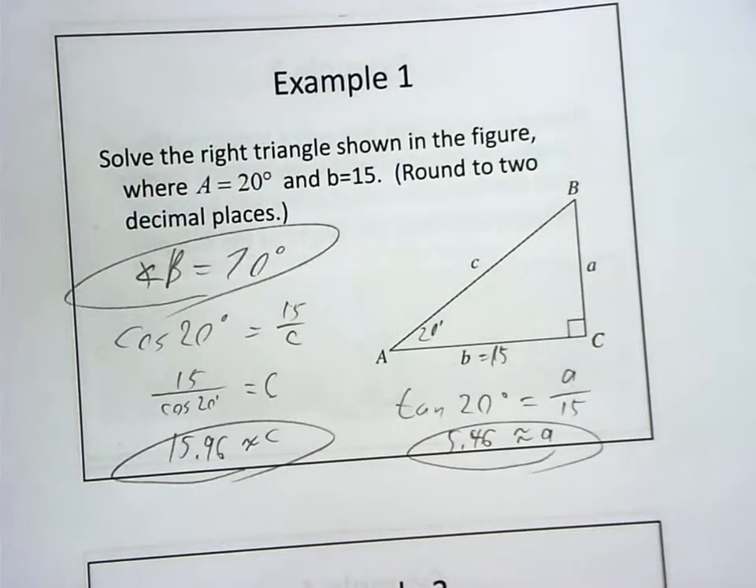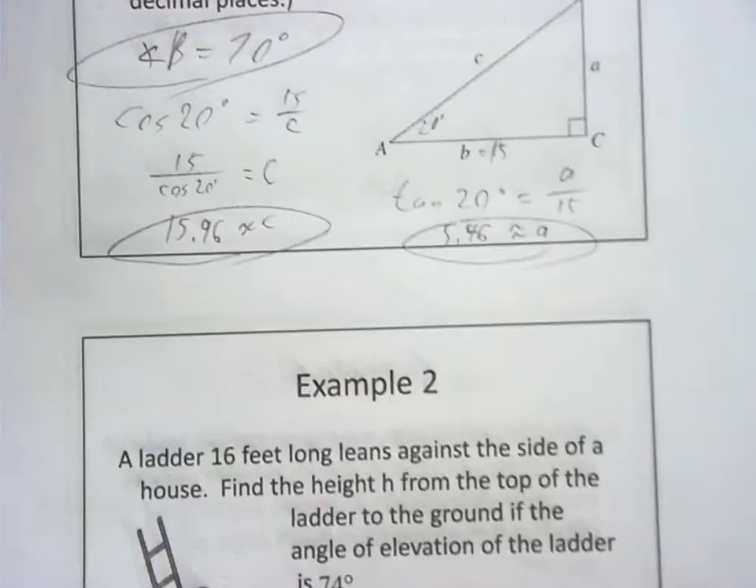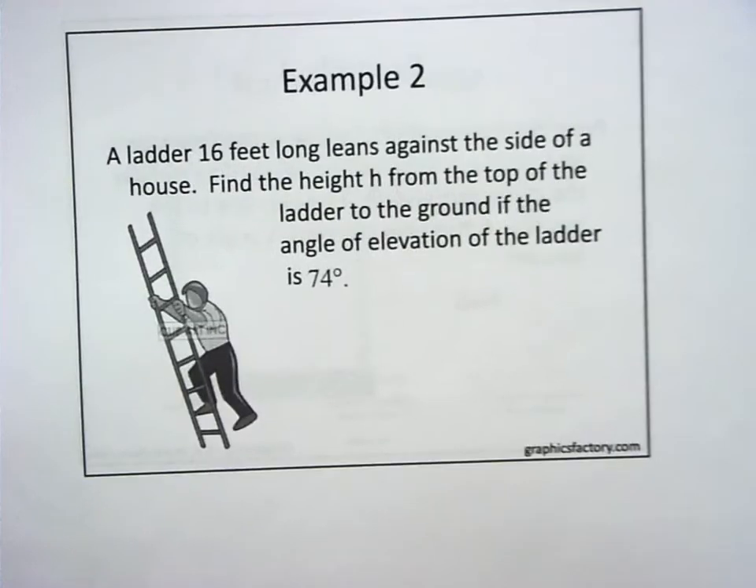Some of them require a little bit more interpretation. When they give you the actual diagram, it makes it very simple. Some people can get thrown, though, when you have to generate the triangle yourself. A ladder that's 16 feet long leans against the side of a house. Find the height H from the top of the ladder to the ground if the angle of elevation of the ladder is 74 degrees.